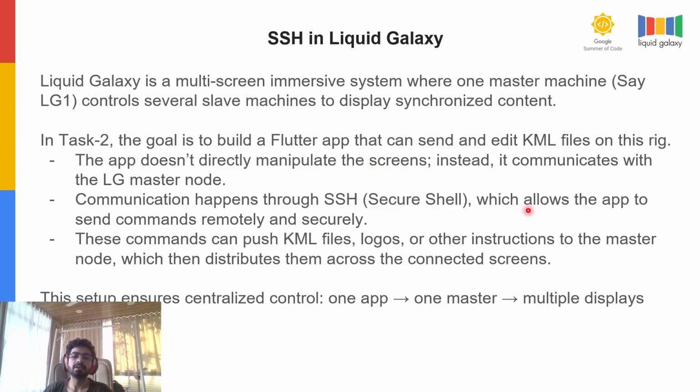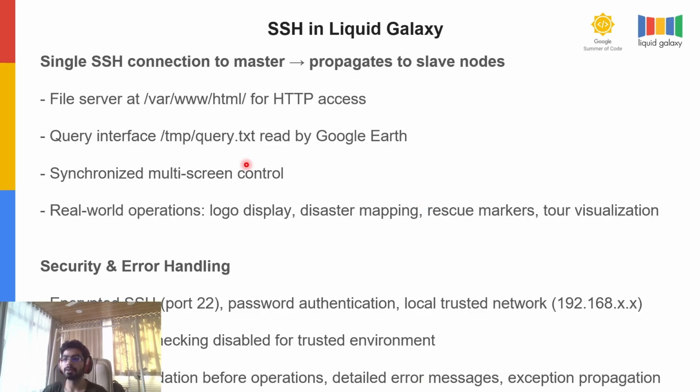a secure shell connection is established between your mobile application built using Flutter or any other framework and your LG1 machine. So this is the flow: your application will connect to a master, and the master is connected to multiple displays or slaves. A single SSH connection is established from the master and it propagates to your slave nodes as well. So even in inter-Liquid Galaxy machine communications, SSH plays a part.